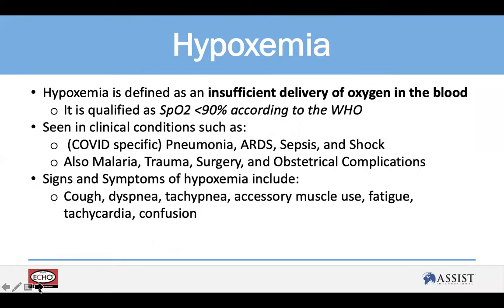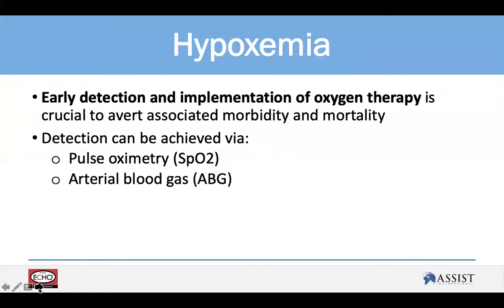But we must remember our experience with hypoxemia as seen in other clinical scenarios, such as malaria, trauma, surgery, and numerous obstetrical complications. Patients may present with signs and symptoms that include cough, shortness of breath, increased heart rate or respiratory rate, fatigue, accessory muscle use, as well as confusion. The key for the treatment of hypoxemia is early detection and then the implementation of oxygen therapy. Without these crucial steps, our patients are at risk for the associated morbidity and mortality seen with hypoxemia.